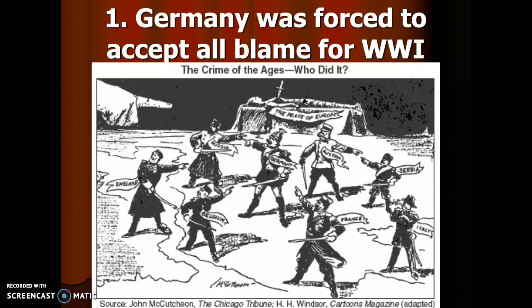Number one, Germany was forced to accept all blame for World War I. Now go back and remember, who started World War I? It wasn't the Germans. It was the Austrians and the Serbians. Remember, they started this. The Serbians assassinated Archduke Franz Ferdinand. But notice that Germany, because of imperialism and nationalism, take this on. Now they're forced to accept all the blame. Yeah, we caused it. We started it. So they have to accept all the blame.